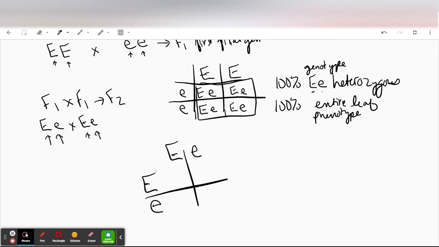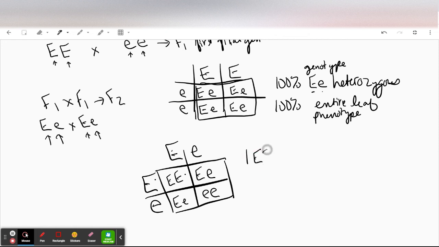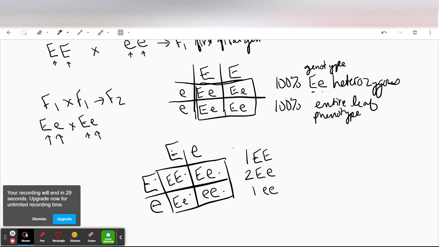Okay, so we put our gametes on the side, and then we draw our Punnett square, and we get columns with rows. So big E, big E. I always put my capital letter first. Big E, little e, big E, little e, and two little e's. So for my genotypic ratio, I have one big E, big E, two heterozygotes, big E, little e, and one homozygous recessive, little e, little e. So that's my genotypic ratio.